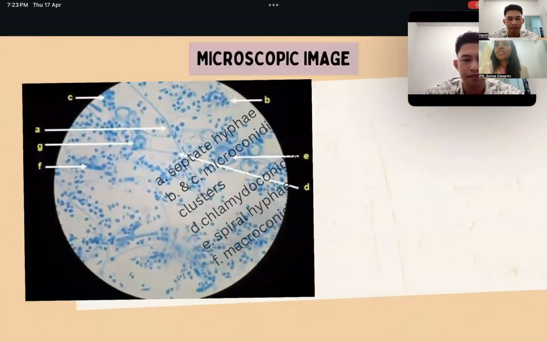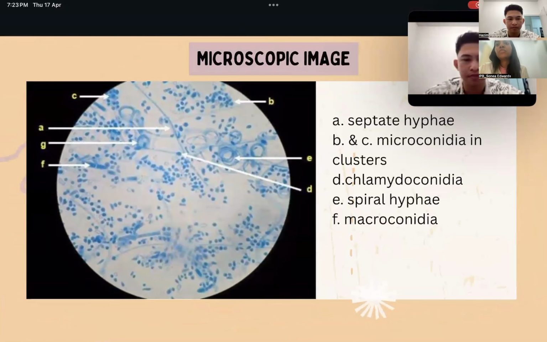So next, I will show you the microscopic image after doing the slide culture. So this is what Trichophyton equinum will look like. As you can see in this picture, it's labeled, so it's easier for you all to identify what is what. So A, we have the septate hyphae, but in this picture, you can't really see the septate of the hyphae. And then B and C is the microconidia, which is a cluster, which is also known in Trichophyton equinum, which they are usually very clustered together, which you can see in B and C.